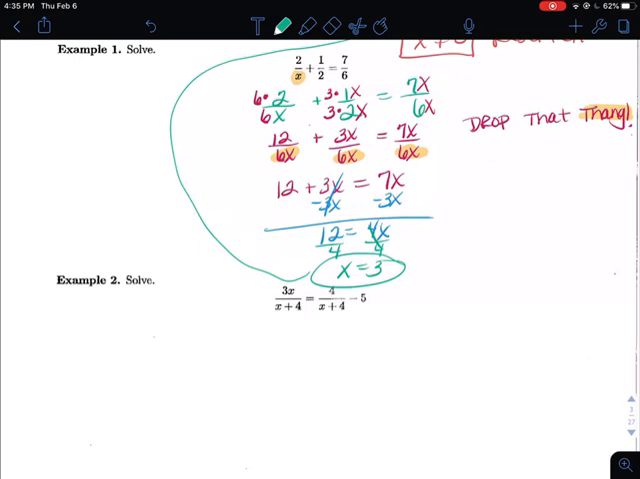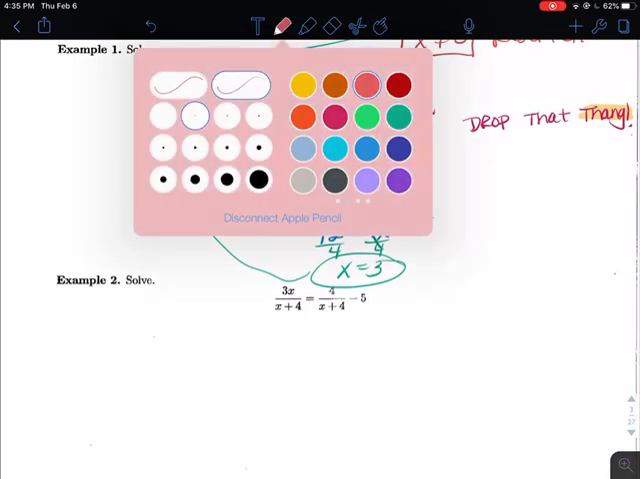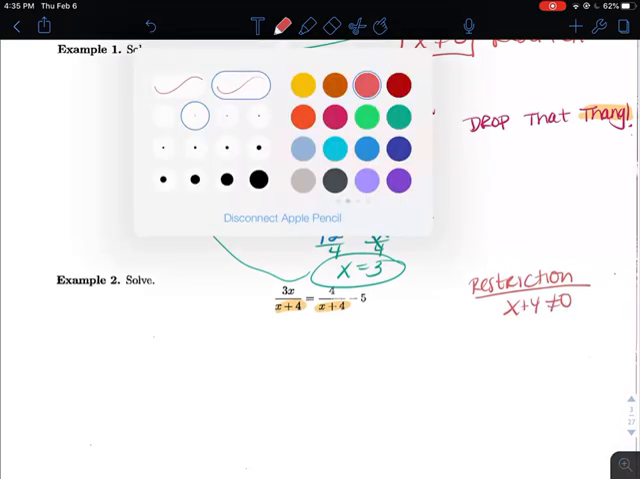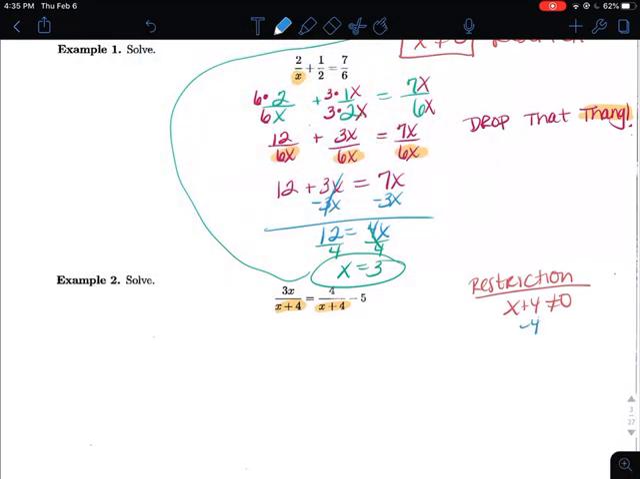All right, looking at the next example. I want to get all my denominators to be the same, but before I do that, I need to get my restrictions. You have an x plus 4 in the denominator, so for my restrictions, x plus 4 cannot equal 0. You subtract 4 from both sides, so x cannot equal -4. So this would be in your restriction box. That's half credit right here for the problem, just knowing the restrictions.